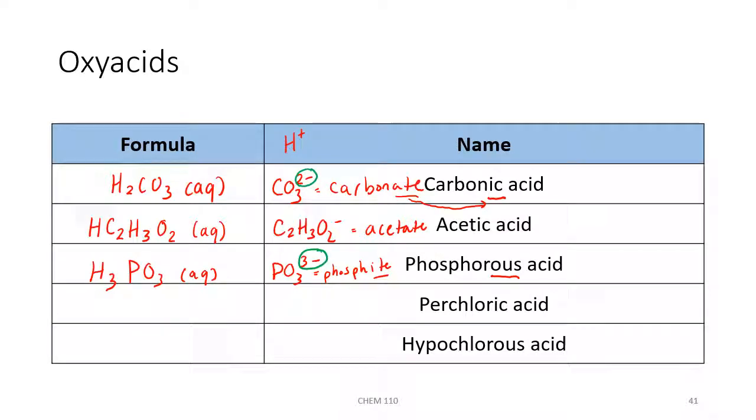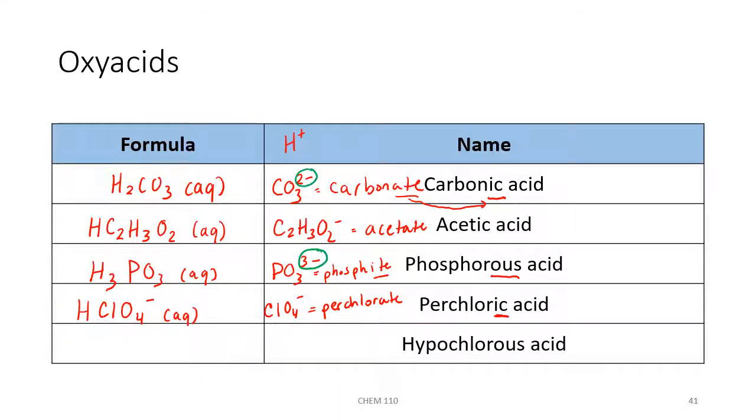Perchloric acid. So we have an ending ic. It must have come from a polyatomic ion that ended in ate. Perchlorate is ClO4 minus. And it has a -1 charge, so we're only going to need one hydrogen ion. So HClO4 minus AQ.